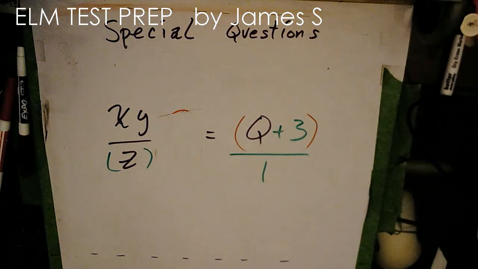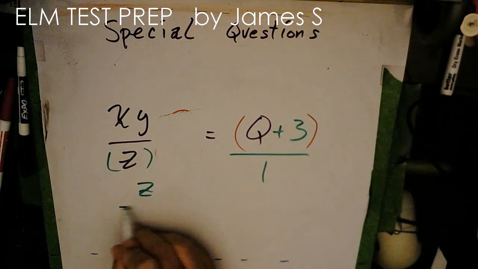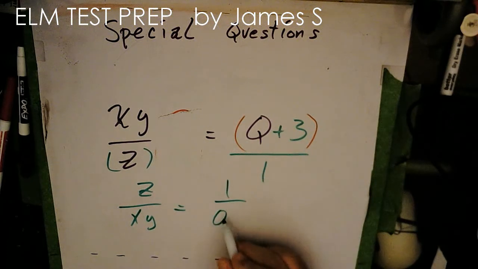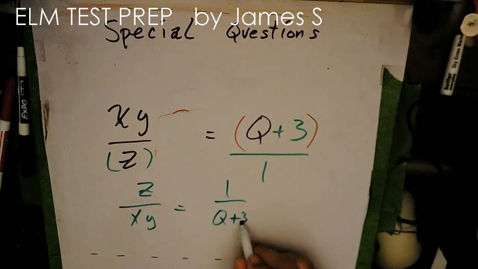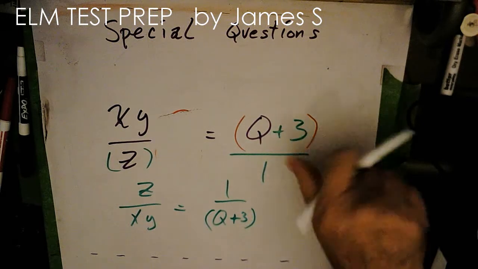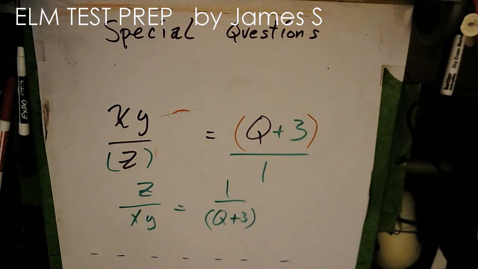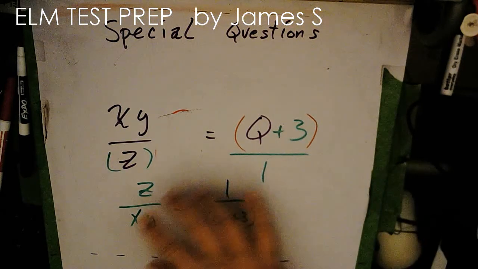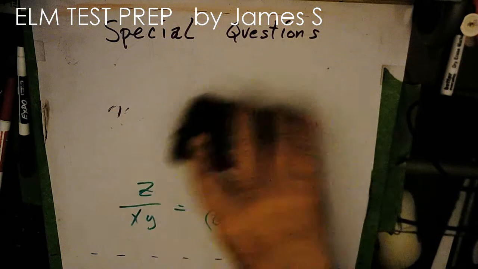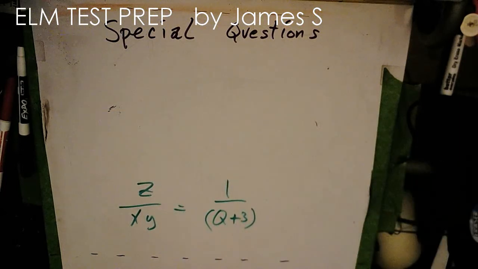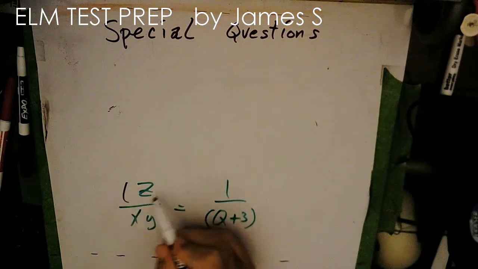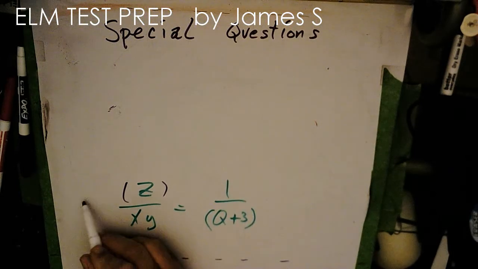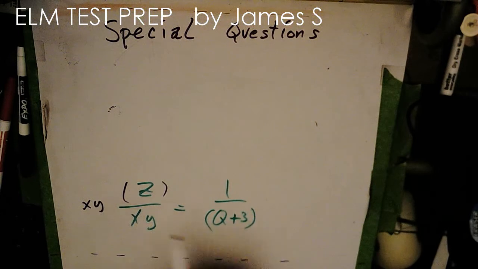I'm going to flip this side and make this z on top and the x, y on the bottom equals 1 on top and the q plus 3 is on the bottom. All I did was invert both sides. That doesn't change anything except the appearance of where my z is. I'm still looking to solve for z. So I want to get this guy by himself. Well, I'm dividing by xy, so I'm going to undo that by multiplying both sides by xy.